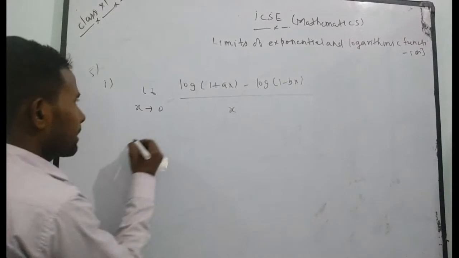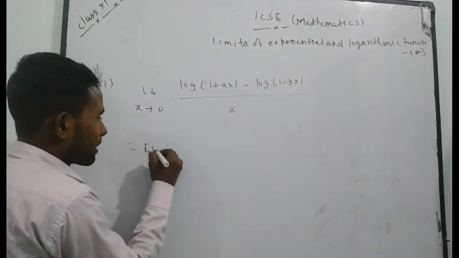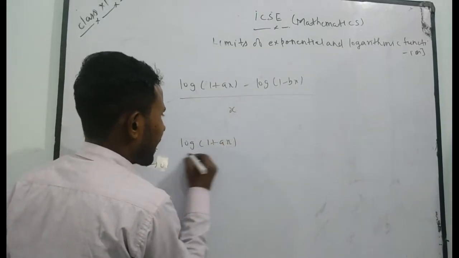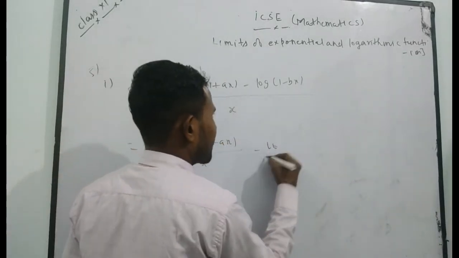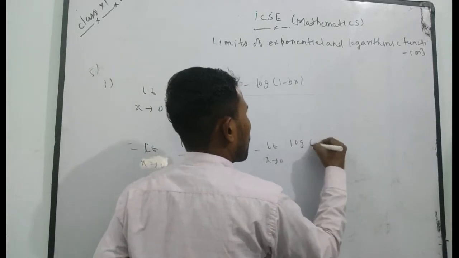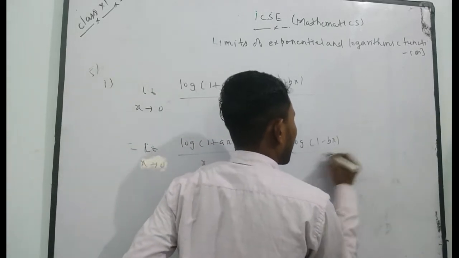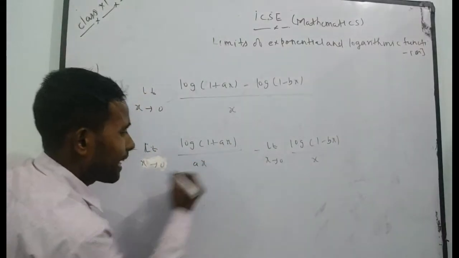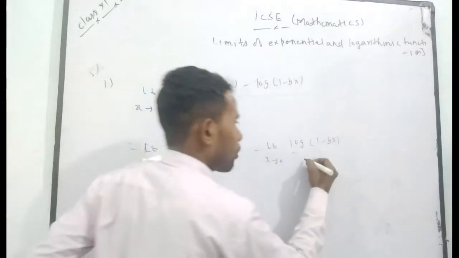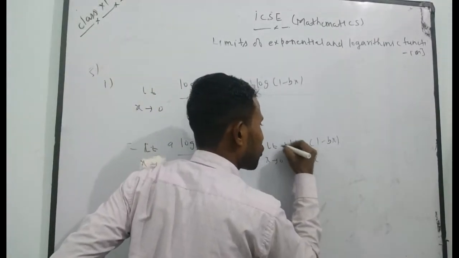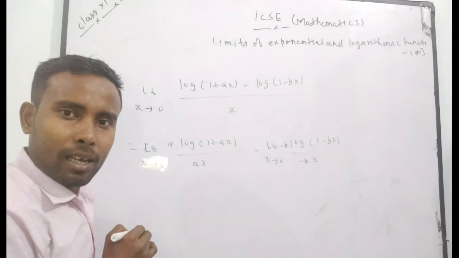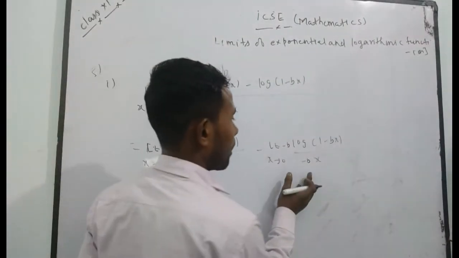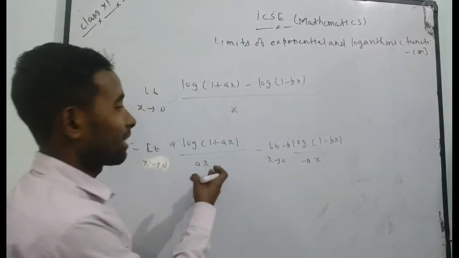How can you solve? Simply, limit x tends to 0, log(1 plus ax) by x minus limit x tends to 0, log(1 minus bx) by x. Can you write? Now you have to multiply here by a and also here by a. Similarly, you have to multiply here by minus b and here also by minus b. What will happen after multiplying? Why do we multiply by a and minus b?